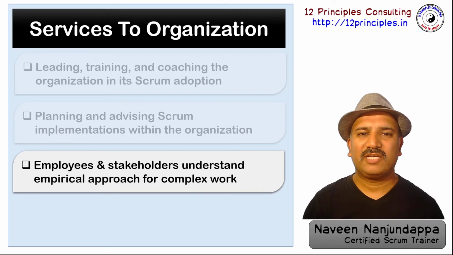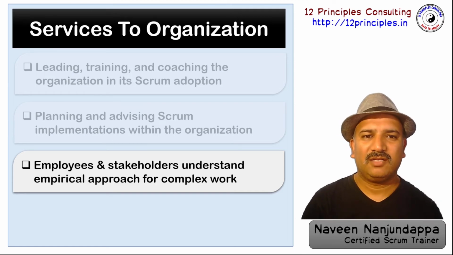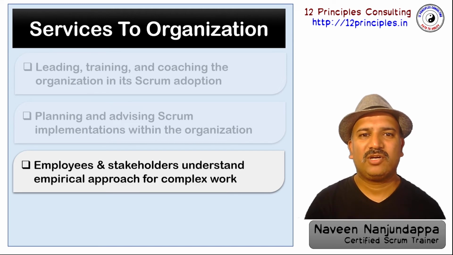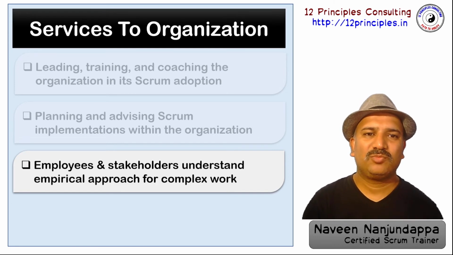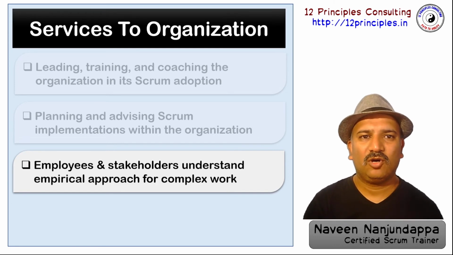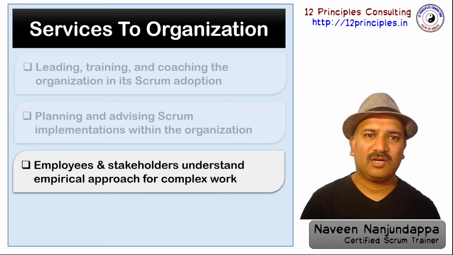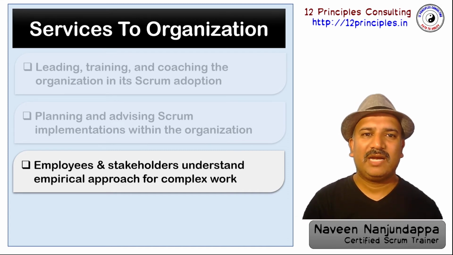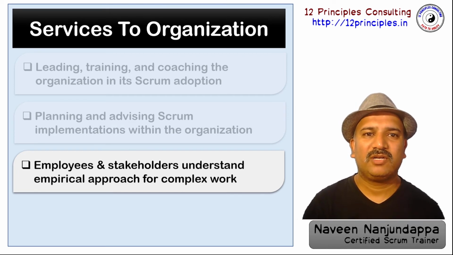Ensuring that employees and the stakeholders understand the empirical approaches and empirical process for complex work and the need for inspection and adaptation. There is a high probability that the management might have an objection to the Scrum framework, especially in terms of the inspect and adapt mindset, the adaptability mindset, and hence the need for the Scrum Master to educate them in order to understand the complex ecosystem.